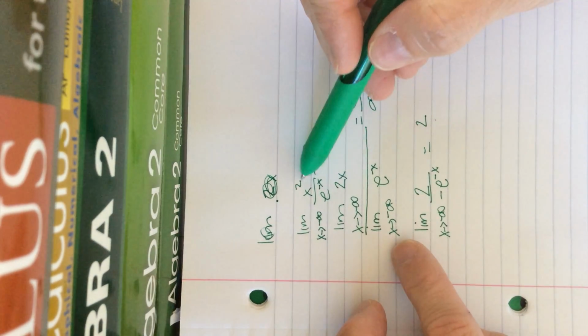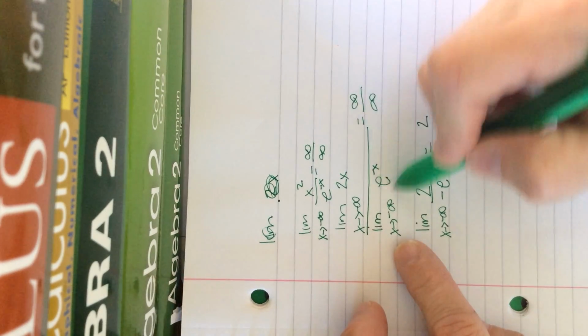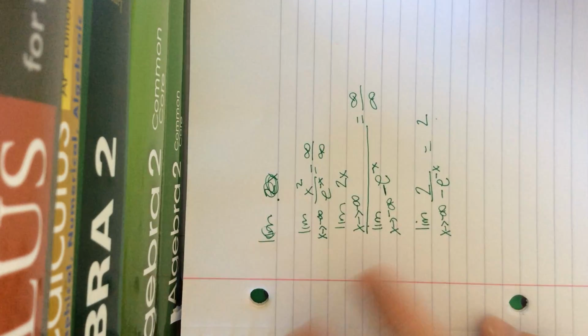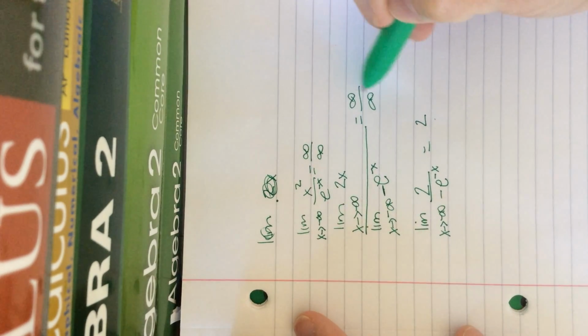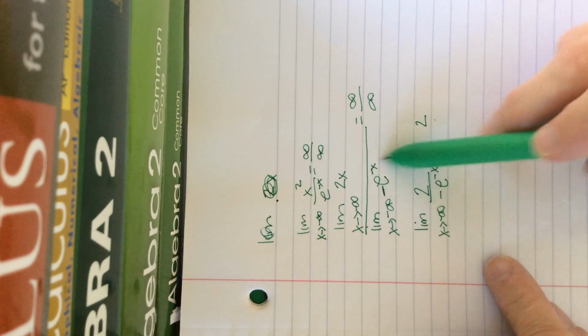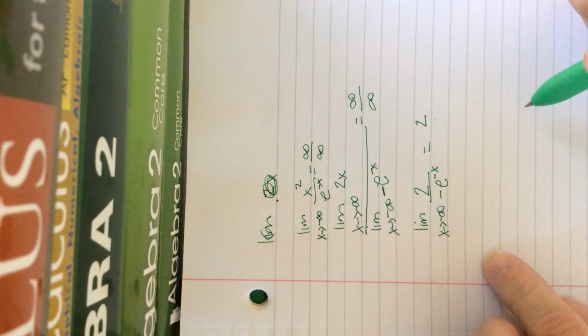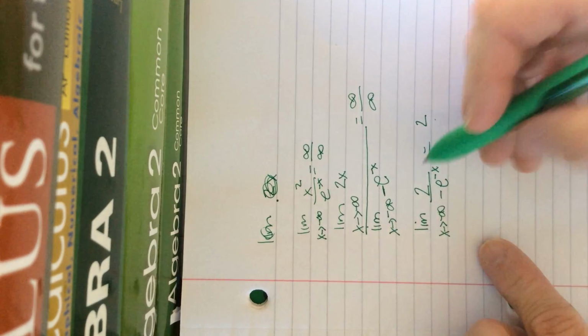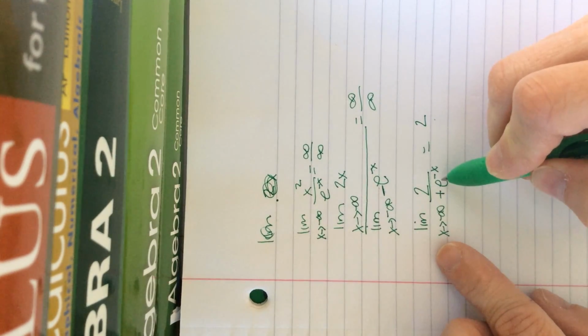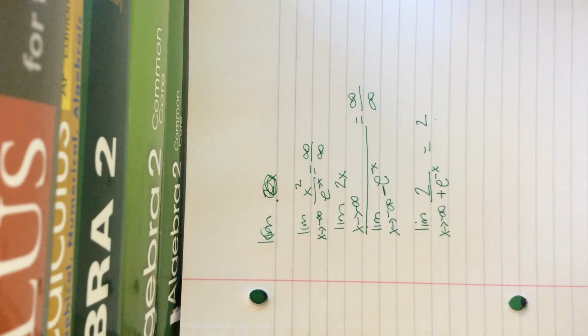Okay, so I took the derivative of the numerator. This is not the derivative of e to the negative x. This derivative should be negative. That's not going to change this at all. But now when I find the derivative of this expression, I should end up with positive e to the negative x.